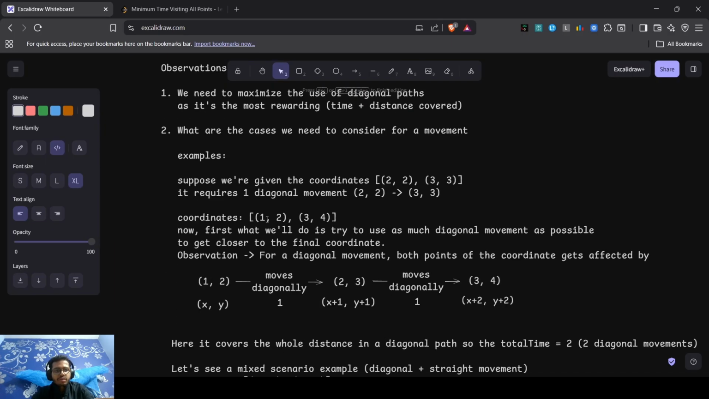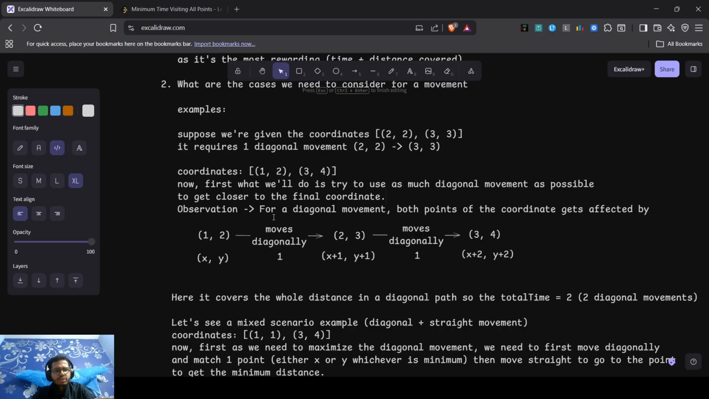Then take the coordinates 1, comma 2, 3, comma 4. For this case, first what we will do is try to use as much diagonal movement as possible to get closer to the final coordinate. We are starting from this coordinate 1, comma 2, and we will use as many diagonal moves as possible to get closer to this point, and then we will go the remaining moves in horizontal or vertical, whatever is needed.